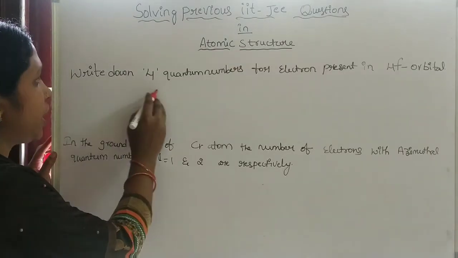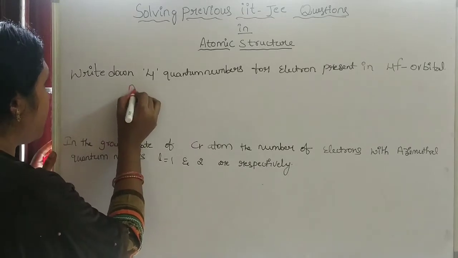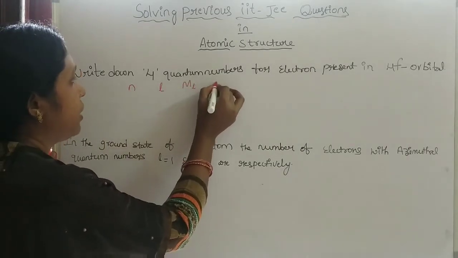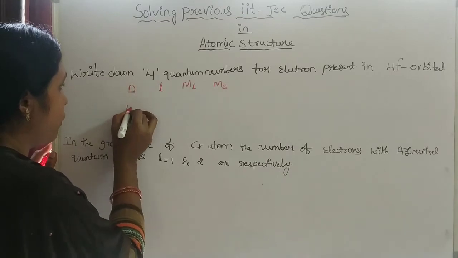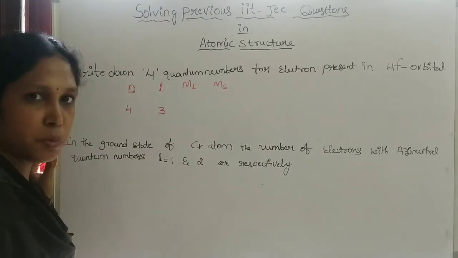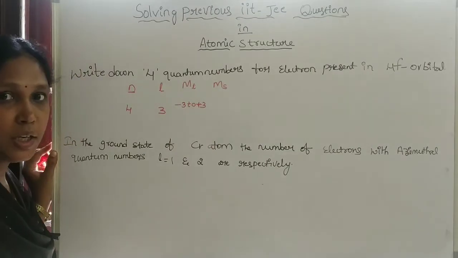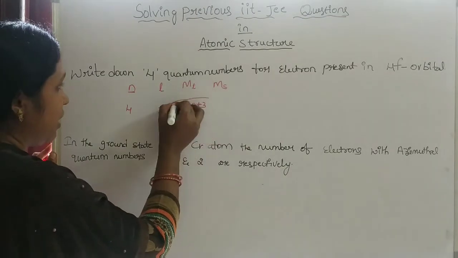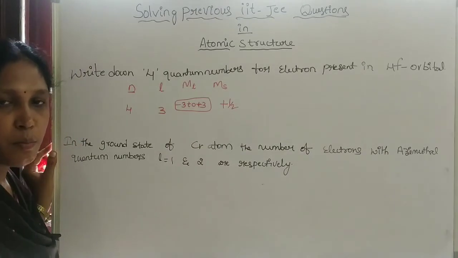See the next one. Write down 4 quantum numbers for an electron present in 4f orbital. What are the 4 quantum numbers? Principal quantum number N, azimuthal quantum number L, magnetic quantum number Ml, and spin quantum number Ms. Here 4f means N value is 4. F orbital has azimuthal quantum number 3. The possible values of Ml are minus 3 to plus 3: minus 3, minus 2, minus 1, 0, plus 1, plus 2, plus 3. Any one is a correct magnetic quantum number. And Ms may be either plus half or minus half.